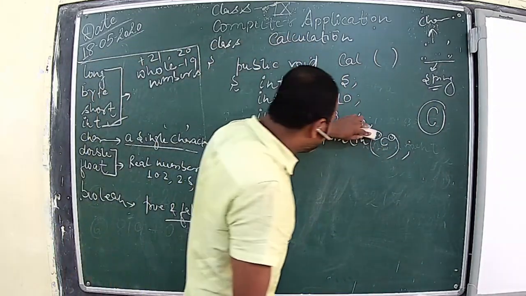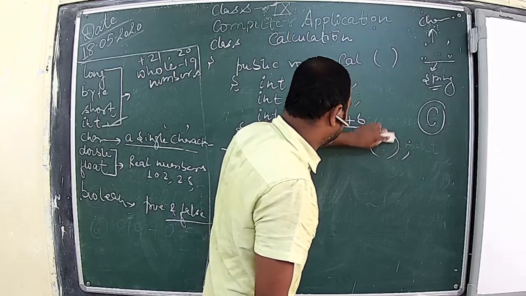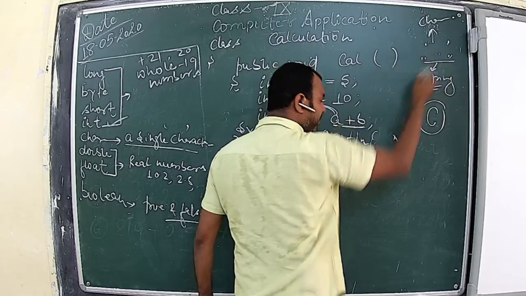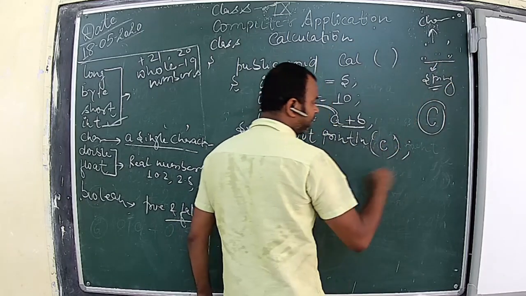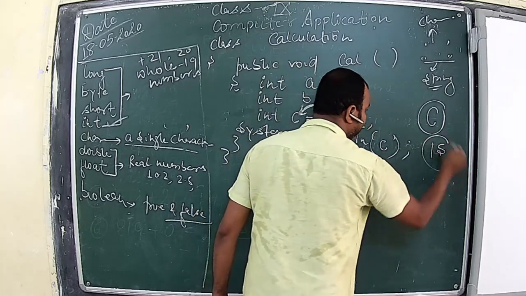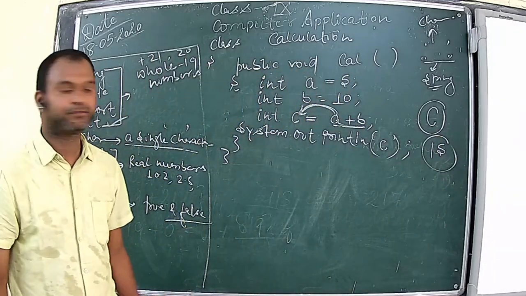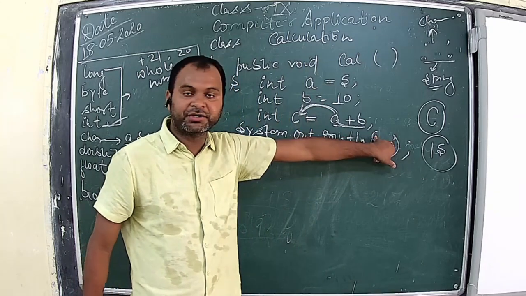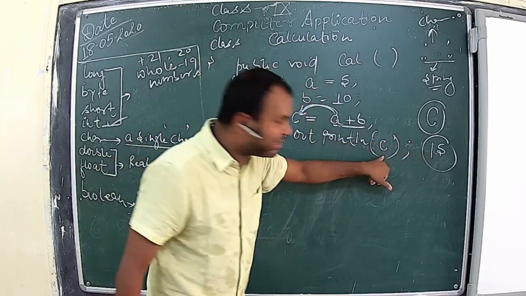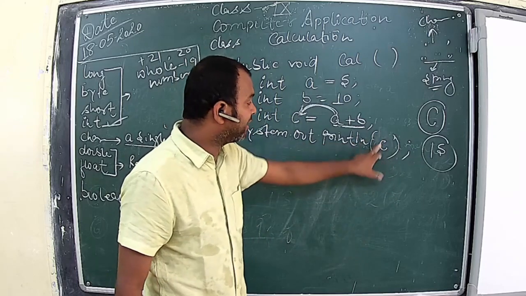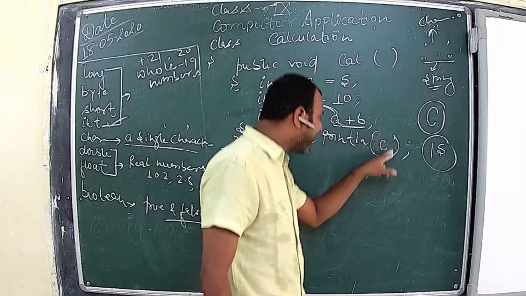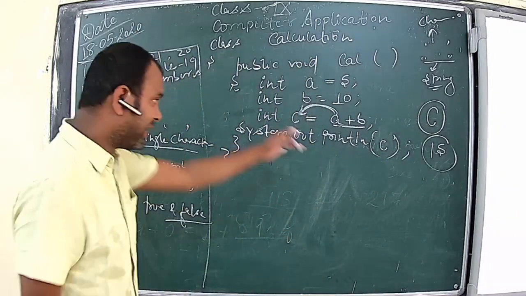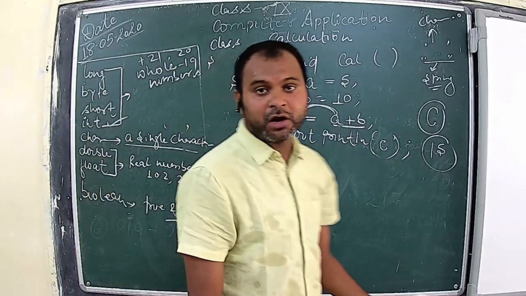Clear? So if you want to print values directly, then without using double quotes I will simply print c. Now the result will be 15. Clear? If I don't use double quotes here, the variable will be printed directly. If I use them, then this c will be treated as a string and it will print as it is, c.